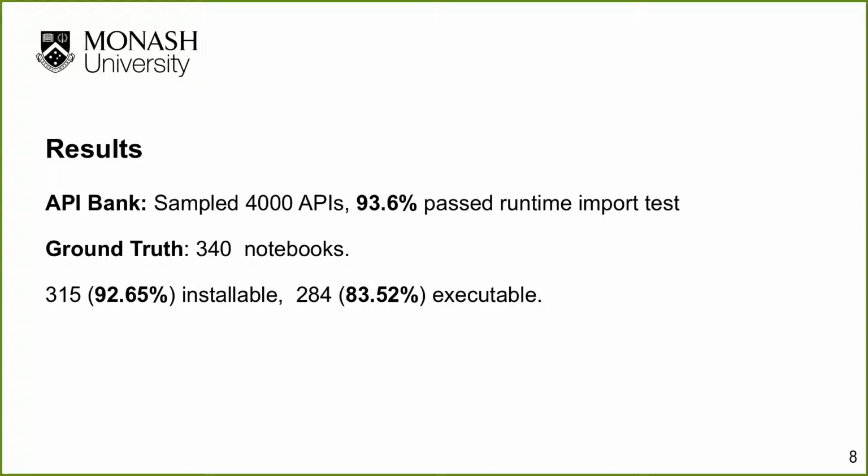After that, SnifferDog is also tested on 340 ground truth notebooks that can be executed in their original environment as well. The experimental results showed that more than 92% of these notebooks can obtain installable environments from SnifferDog, and more than 83% of them are finally executed again. So this illustrates that SnifferDog is effective in producing reliable dependencies for notebooks.